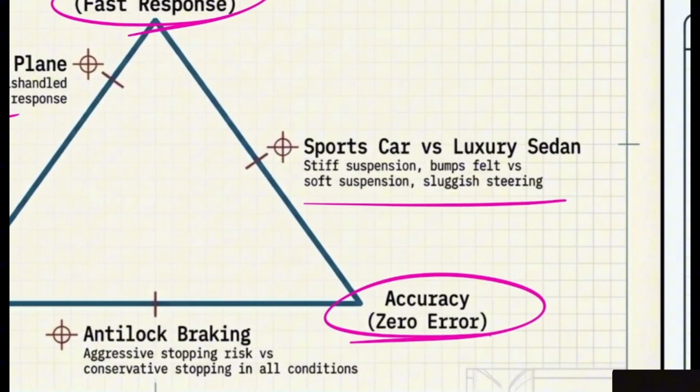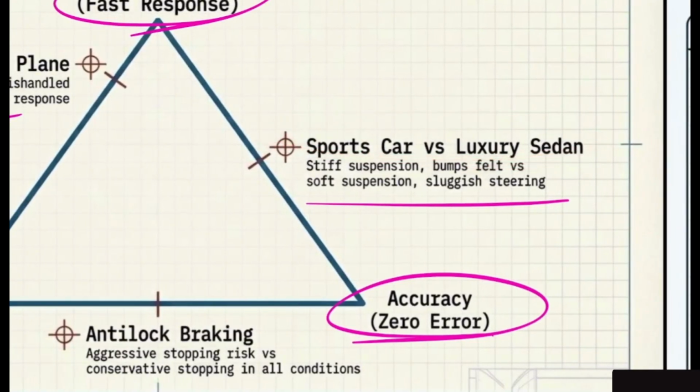Imagine that you have a sports car and a luxury sedan. For this one, we have the stiff suspension, and we have the bumps felt with soft suspension. Between the sports car and luxury sedan, obviously in a sports car you need to be fast, you're in the race and you're in the competition, and whatever turn, whatever curve that you have, you need to be fast. You're not meant to be comfortable. That's not the luxury car, so it needs to be fast. So it means that you gain something, you lose something.